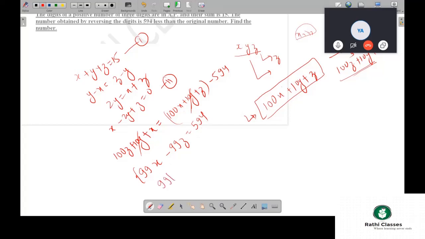I'll be taking 99 common, x minus z. 594 is nothing but 99 into 6. Check 99 into 6, what will be the value? 594. So 594 is already on the right side. So how is its sign changed?